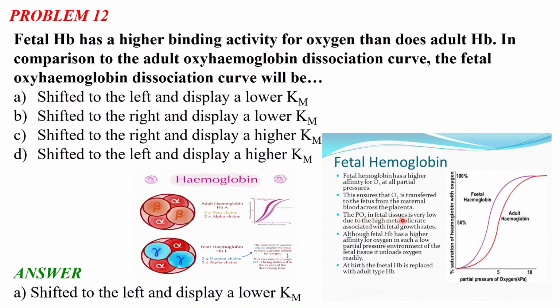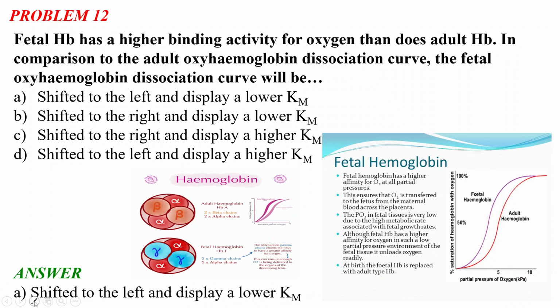The partial pressure of fetal tissues is very low, due to the high metabolic rate associated with the fetal growth rate. Although fetal hemoglobin has a higher affinity for oxygen, in such a low partial pressure environment of the fetus it unloads the oxygen readily. At birth, fetal hemoglobin is replaced by the adult type hemoglobin. Okay, so this curve is shifting to the left, and it is displaying a lower Km.